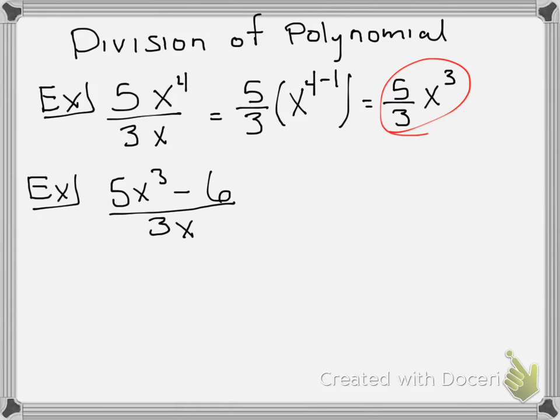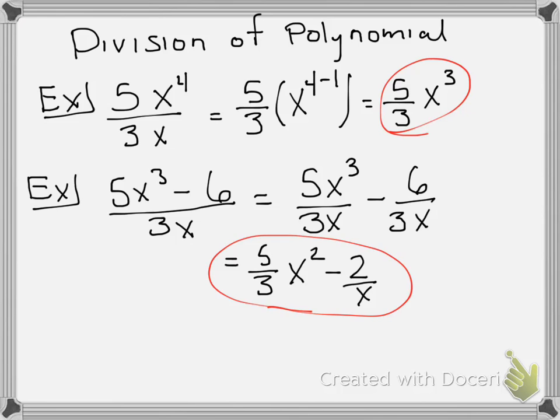Let's look at a slightly more complicated example. 5x cubed minus 6 all over another monomial, 3x. Here, the way we break this up is into two monomials being divided. And you should know how to do this from our first example. It gives us 5/3 times x squared minus 2 over x, or 2 times x to the minus 1, however you choose. So that's all there is to it. This stuff is very straightforward. Go over the examples, and you'll have this down in no time.